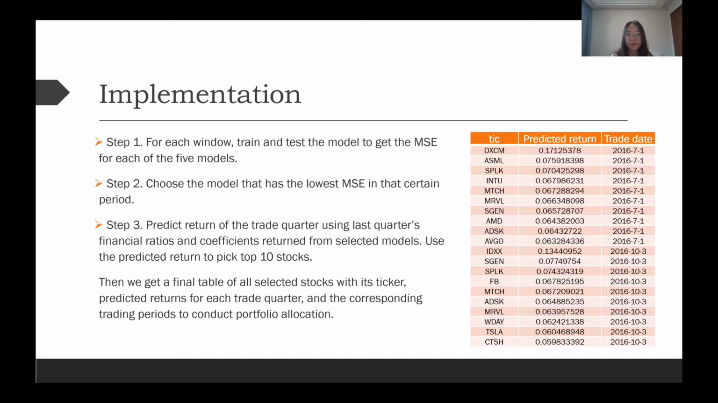Our implementation can be summarized as the following steps. First, for each window, train and test the model to get the MSE for each of the 5 models, and then choose the model that has the lowest MSE in that certain period. Step 3 is to predict the return of the trade quarter using last quarter's financial ratios and coefficients returned from the selected models. Use the predicted return to pick the top 10 stocks.